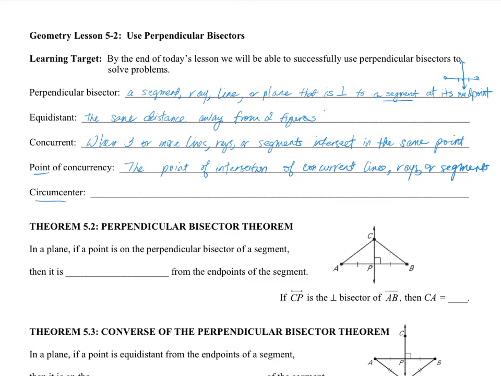And then we have circumcenter, which is the point of concurrency of three perpendicular bisectors of a triangle. And for the last three vocab terms, I will further explain this a little later.